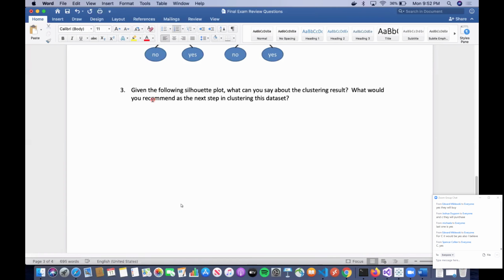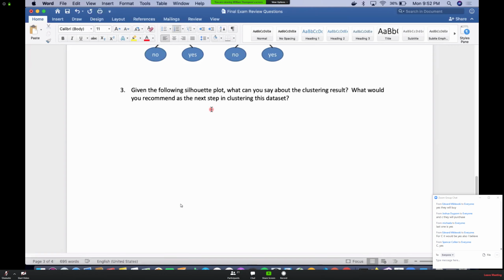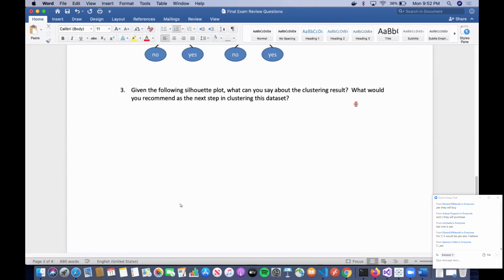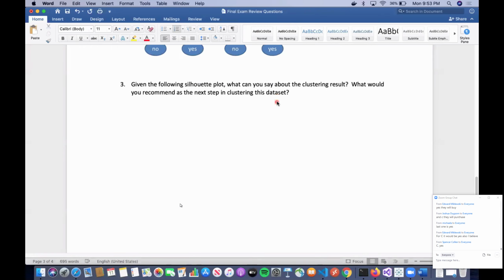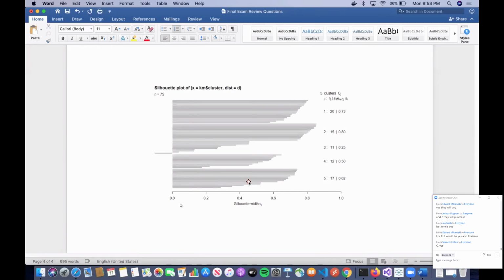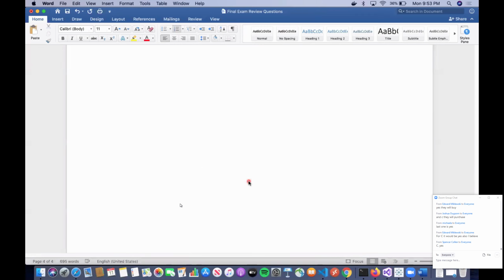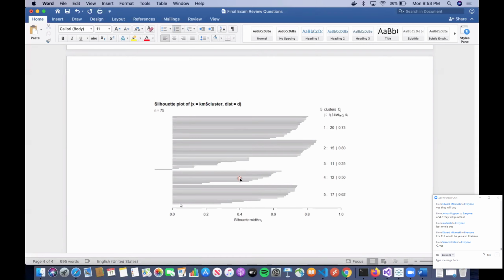So one more question here. Given the following silhouette plot, what can you say about the cluster result? What will you recommend as a next step in clustering this data set? We saw this in one of the presentations. So here's a silhouette plot. What can you say about this?